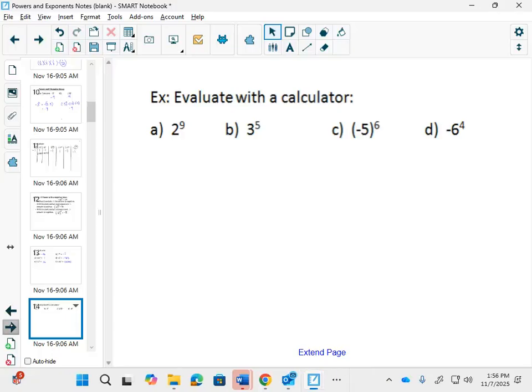On your calculator, did you get 512? Yep. Wait, I got 512.0. Then your calculator's got some weird .00 thing happening. Let's see. 2, exponent button 9. Did you use the exponent button?